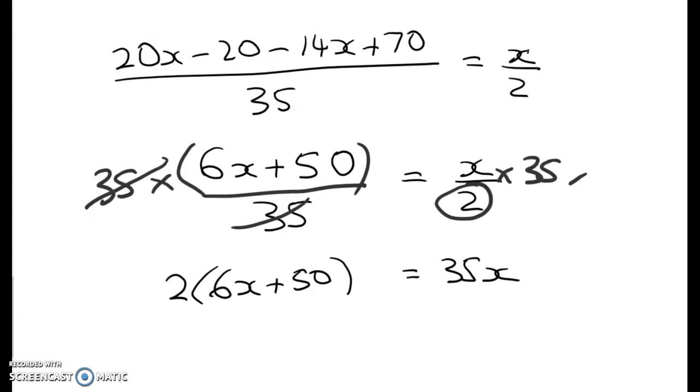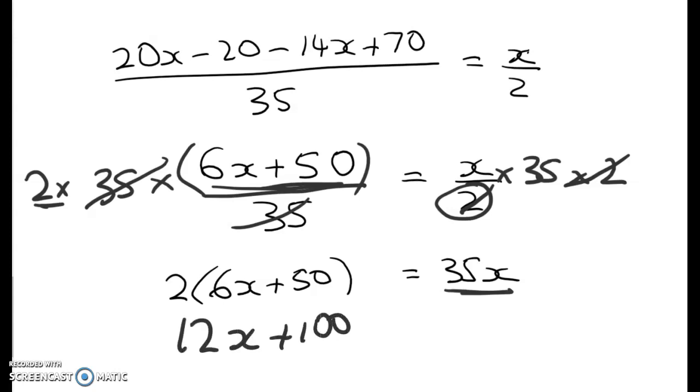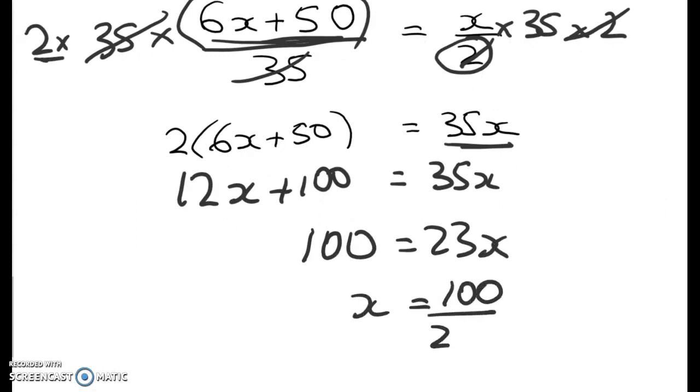So let's multiply both sides by 2. I get times 2 here, and I get times 2 here. So that's how I end up with 35x over here, and 2 times this here. Okay, but I never teach it with this crisscross diagram, because I don't think students always understand it if we do it like that. So we get 12x plus 100 is equal to 35x. That gives me 100 equals 23x, and x is 100 over 23.